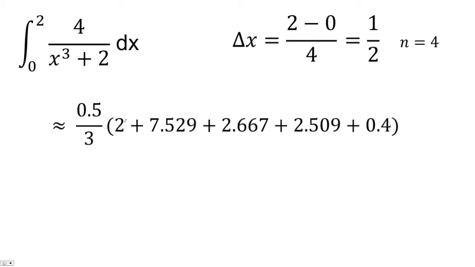We would get 0.5 over 3 plus, and this is f of x sub 0, so this function evaluated with the 0 plugged in. This is evaluated with 0.5, 1, 1.5, and 2. And in total, this would give us a result of approximately 2.5175.